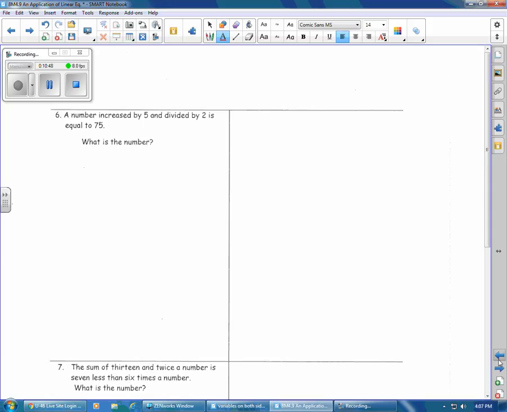Okay. Number 6 says a number increased by 5. So we don't know what the number is. So x is going to be the number. So x increased by 5 and divided by 2 is equal to 75. So how am I going to show this? X plus 5, whatever that is, divided by 2 is equal to 75.